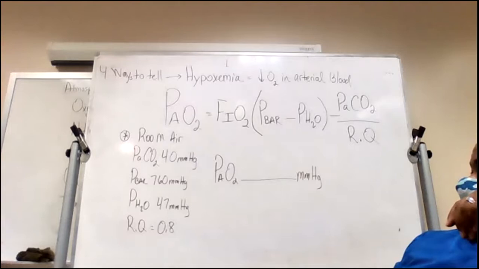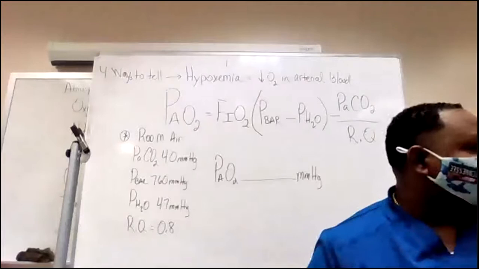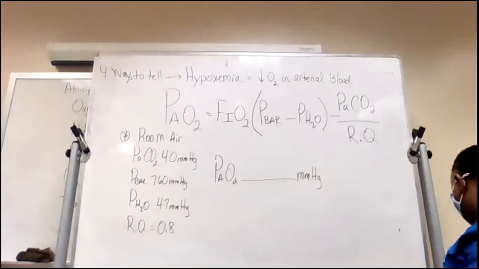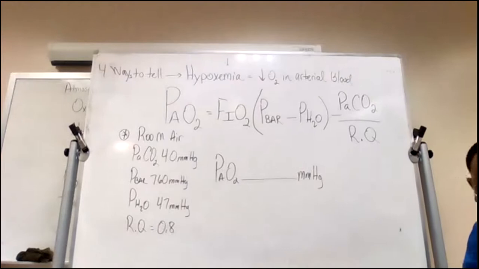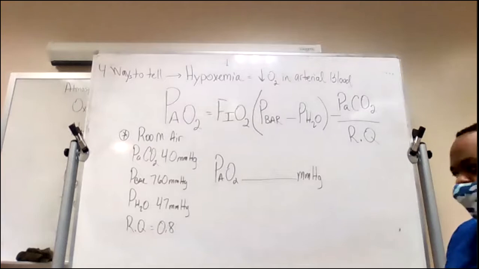Now, remember, we said the normal, so you already know the normal CO2. What's the normal CO2 range? 35 to 45. So right, perfect CO2 is right down the middle at what? 40. So that's a normal CO2.